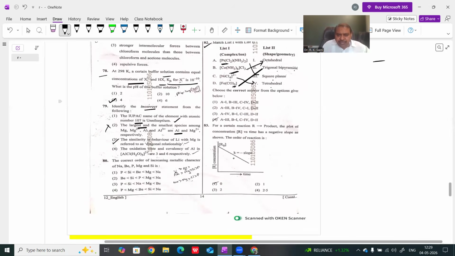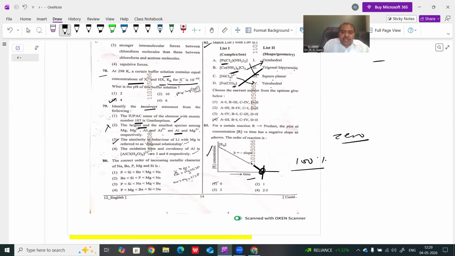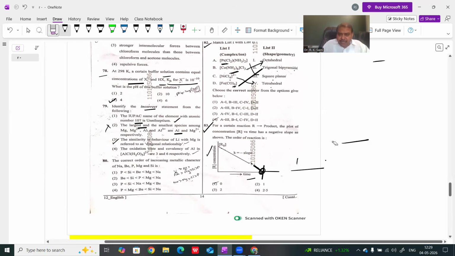Next, question number 83. This question is taken from chemical kinetics, a graph plotted between concentration and time. When this graph is extrapolated, we find the exact time for the completion of the reaction. It means the reaction is 100% complete at a definite time, and this is the characteristic graph for a zero order reaction. This graph is given in your NCERT book. Most of the questions are given in your NCERT book. Other reactions like first order, second order, and third order take infinite time for completion. Therefore, this is the zero order reaction.